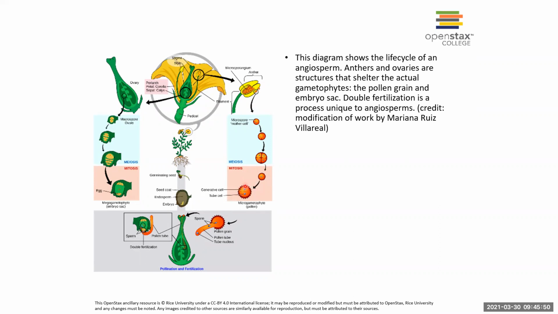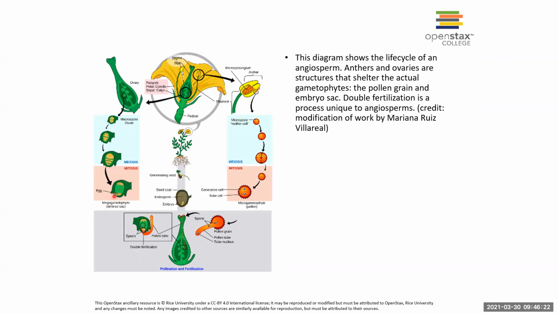Okay. That pollen grain will land on the stigma of the female reproductive structure. One of those cells will grow into a pollen tube that will grow down and merge with an ovary. Okay. Then the two sperm cells will go down that pollen tube into the ovary.